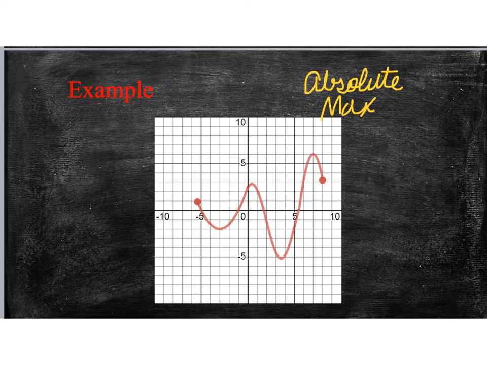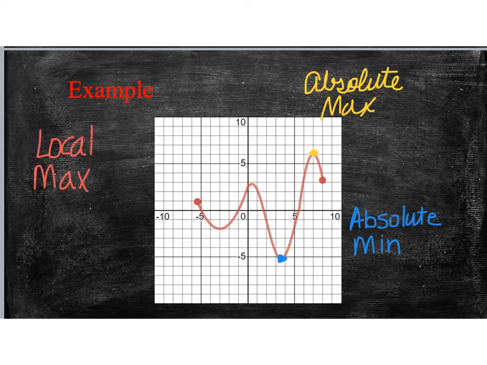Okay, so looking at this graph, let's first identify where the absolute maximum is. So again, think of it as the absolute highest point. So that would be right here. Now let's recognize where the absolute minimum is. So again, this is the absolute lowest point. The absolute lowest point would be right here. So this is where the absolute minimum is.